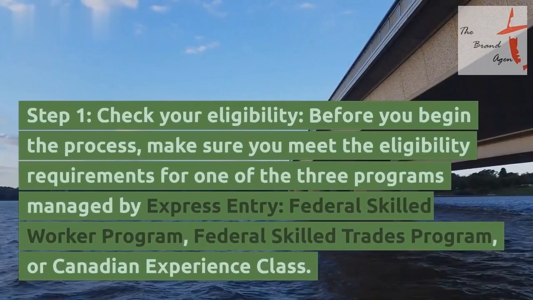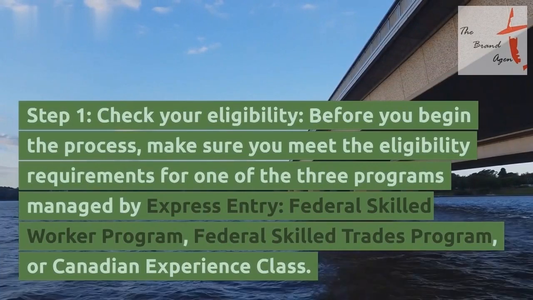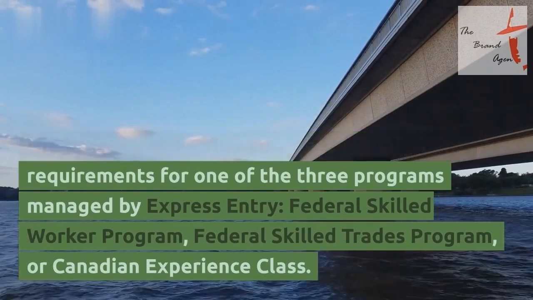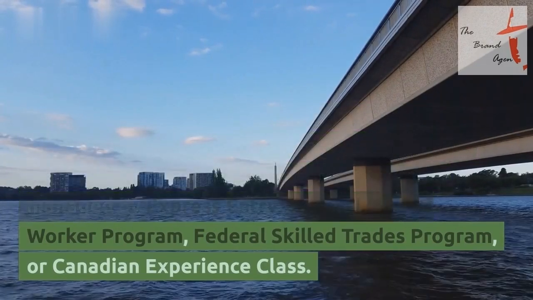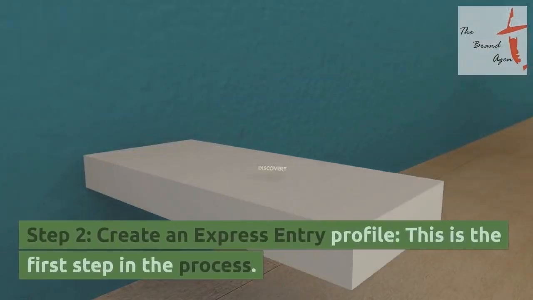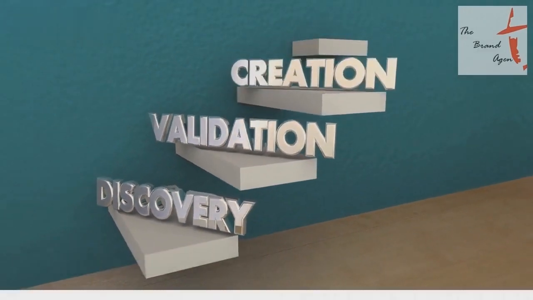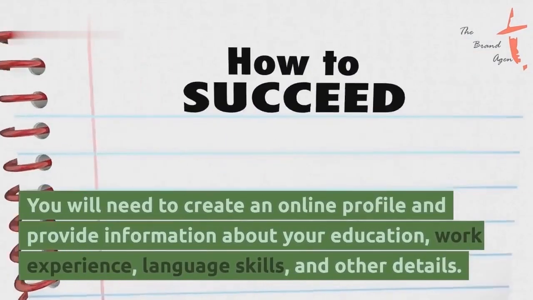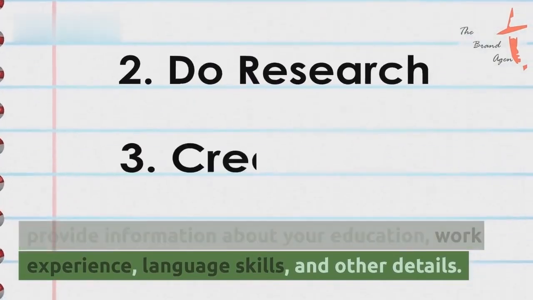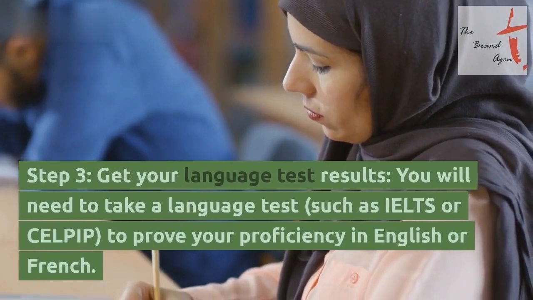Step 1. Check your eligibility. Before you begin the process, make sure you meet the eligibility requirements for one of the three programs managed by Express Entry: Federal Skilled Worker Program, Federal Skilled Trades Program, or Canadian Experience Class. Step 2. Create an Express Entry profile. This is the first step in the process. You will need to create an online profile and provide information about your education, work experience, language skills, and other details.